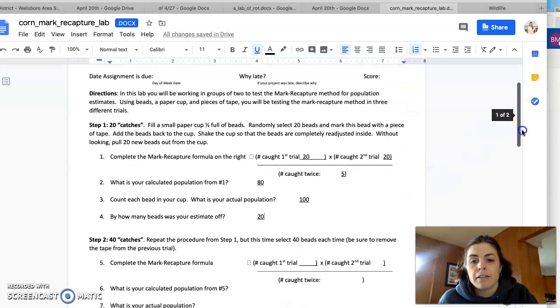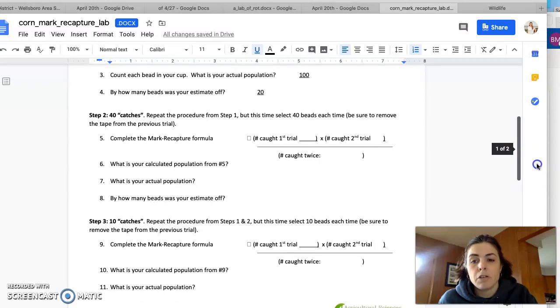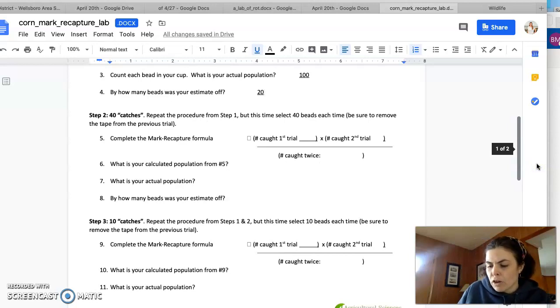All right, now we're moving on to step 2, which is 40 catches. So we are going to try and see what happens with the same population size. And we're going to catch and mark 40 instead of 20 and see what happens to our population estimate. What is your thought? What is your hypothesis while I'm counting out 40?